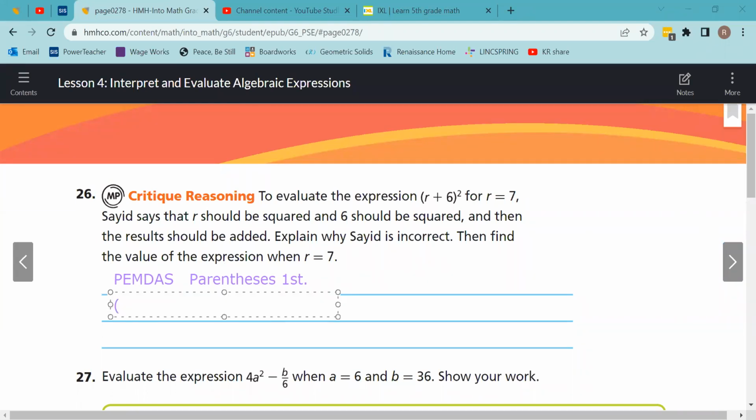So r plus 6 squared. R is 7 plus 6, and we're going to square it. Okay, 7 plus 6 is 13. And we end up doing 13 squared, 13 times itself. Well, 12 times 12 is 144. 13 times itself is going to be higher. I believe when you do 13 times 13, we get 169 as our answer. And if we had done it Saeed's way, we would have gotten 49 plus 36, which is 85. Very different answer.